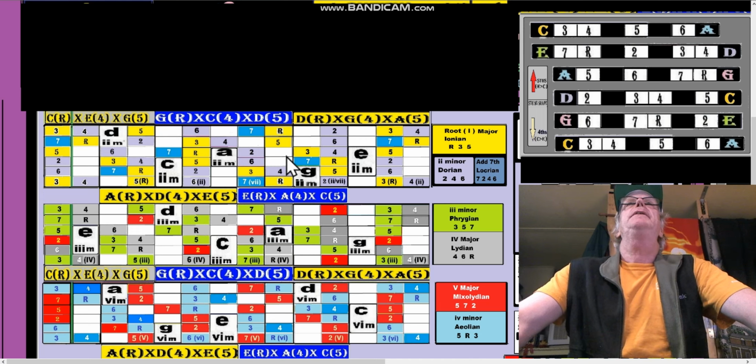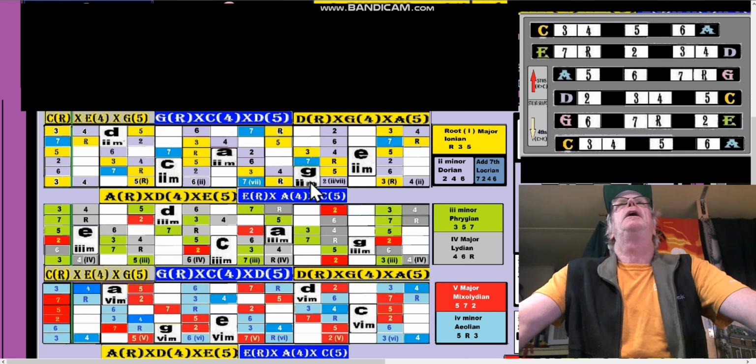For the second, in the root shape of the Dorian, root shape 2, 4, 6, find the 2, we have 2, 4, 6 here, right there. And that would be a G minor shaped second minor. I have the label right there. Okay, now that is not in the G major box.